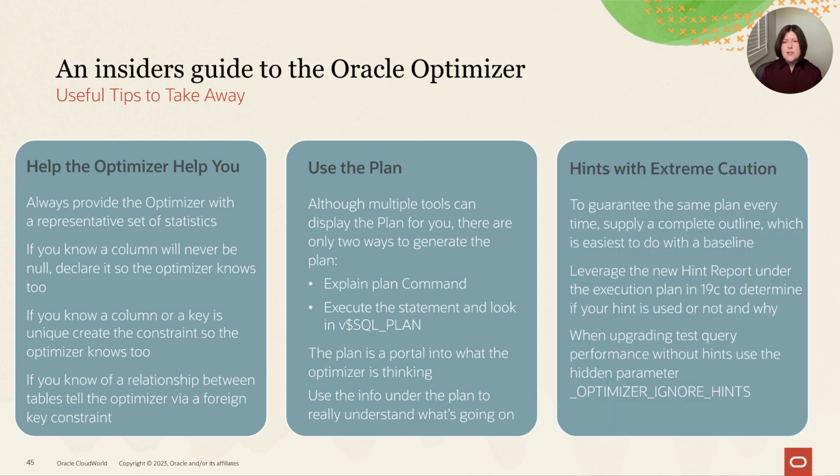And finally, if you are going to leverage hints, please do it with extreme caution. Instead of just adding one hint to influence just one decision, think about using a complete outline for the plan, a complete set of hints using a SQL plan baseline. If you have used hints in the past and you're looking to upgrade to 19C or very soon, maybe to 23C, take advantage of the underscore parameter optimizer ignore hints during your testing to see whether or not you really need those hints in the newer versions of the database, or if they can be removed as part of your upgrade.